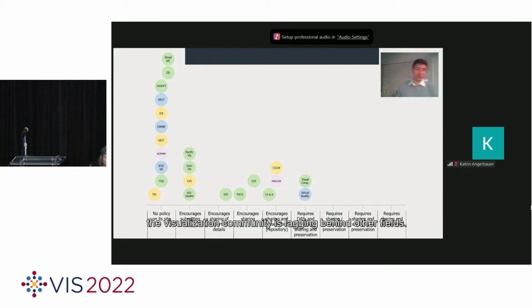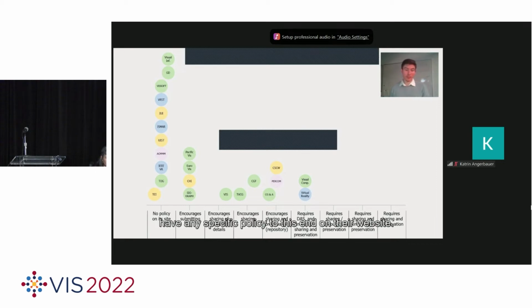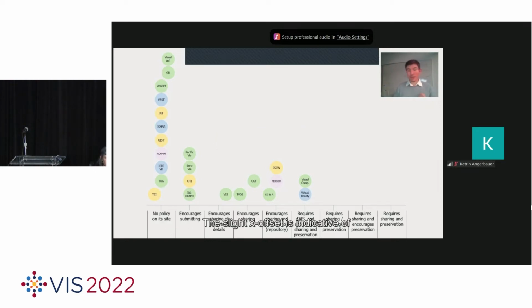And here, we cannot help but notice that the visualization community is lagging behind other fields. In this admittedly not very nice visualization, we see a wheat plot where we have binned the different venues according to their data requirements policies of this year on their website. Here we can see that the majority really don't have any specific policy to this end on their website. The slight offset is indicative of slight additional measures which are either positive, such as giving badges, or negative, limiting the admissible size of the data that can be provided. We also searched the registry of research data repositories for the terms visualization, visual analytics, visual computing, and InfoVis, and found no dedicated repository.